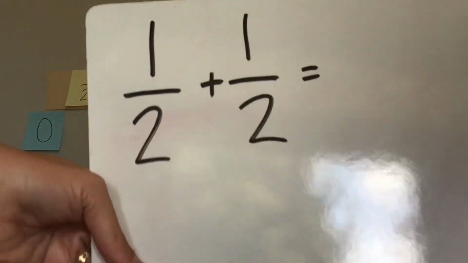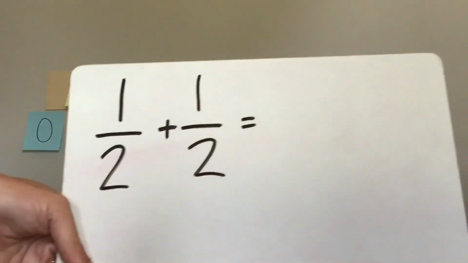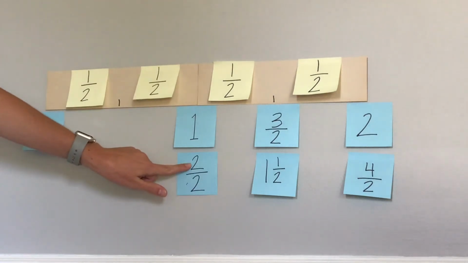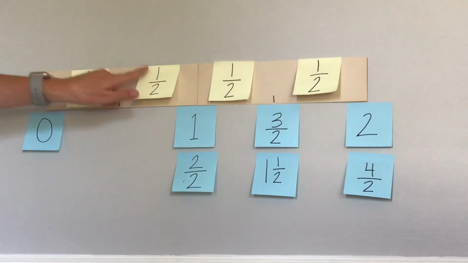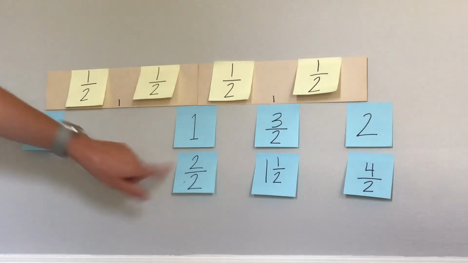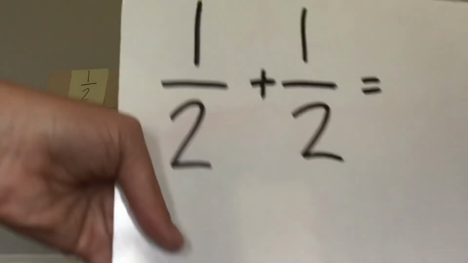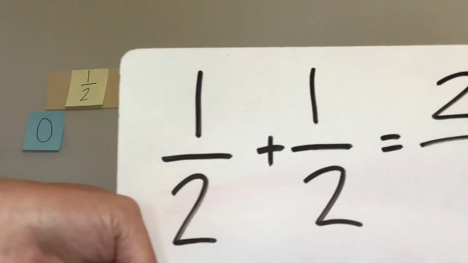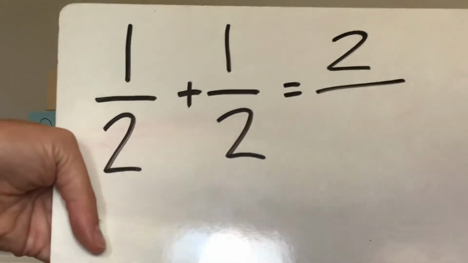I'm going to add my numerators, 1 and 1. 1 plus 1, we know, is 2. So 1/2 plus 1/2 is 2/2. So we add our numerator, that's this top number here, so that's going to be 2. But if you notice, our denominator is not changing.